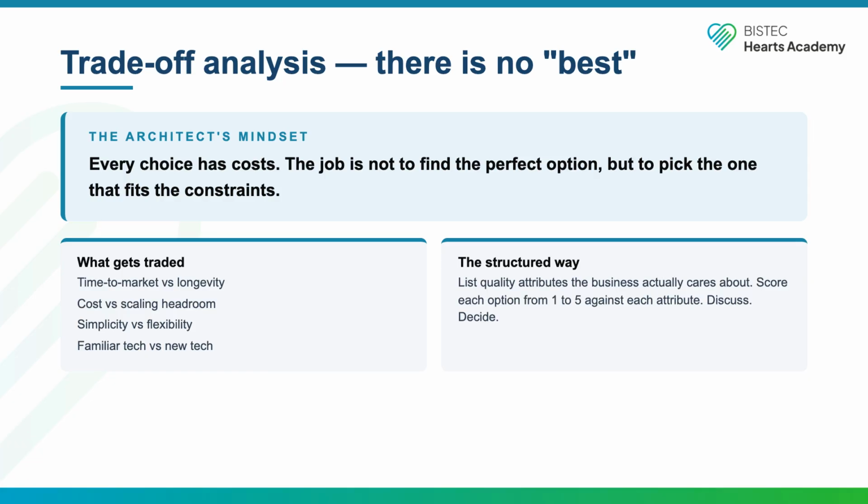The structured way to analyze a trade-off. List the quality attributes the business actually cares about. Score each option on a scale of 1 to 5 against each attribute. Discuss the scores. Decide. The point of the score is not the math. The point is forcing the team to defend each cell, to explain why they gave option A a 4 and option B a 2 on operability. That conversation is where the decision actually gets made.